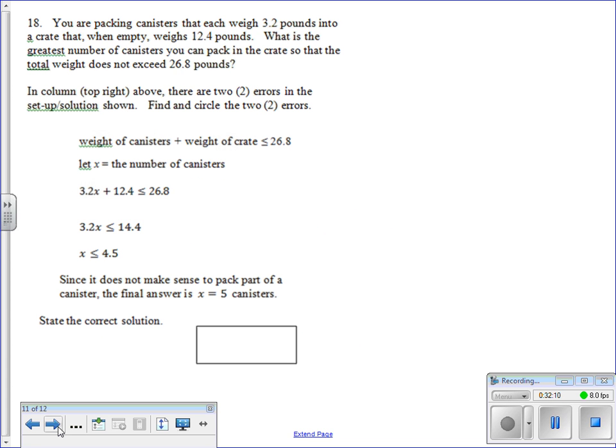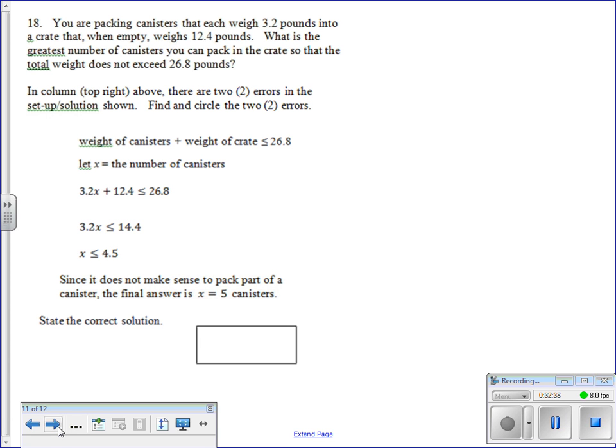Performance task portion of your test. The performance task is included within your examination. Okay. You're packing canisters that each weigh 3.2 pounds in a crate that, when empty, weighs 12.4 pounds. What is the greatest number of canisters that you can pack in a crate so the total weight does not exceed 26.8 pounds?